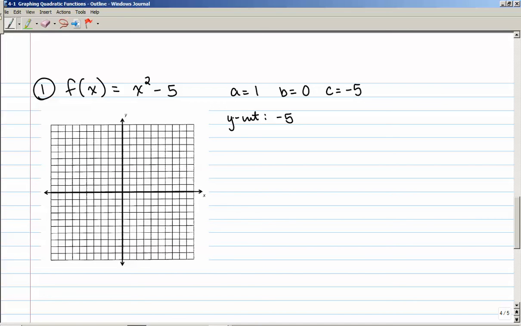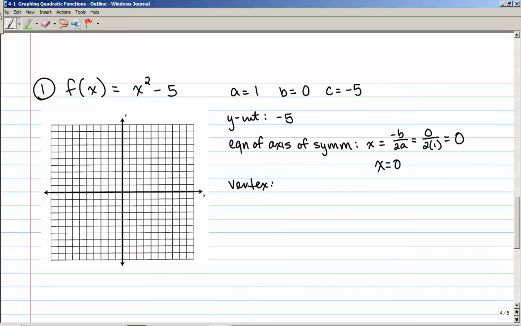Next thing I need to do is find the axis of symmetry, the equation of the axis of symmetry. To do that, I'm going to use x equals negative b over 2a. And in this case, since b is 0, it doesn't really matter what a is. 0 on top is a 0. So don't give me just a 0. It's an equation of a line, and the line is x equals 0. Now that is also going to be the x-coordinate of my vertex. So my vertex is going to be 0 something.